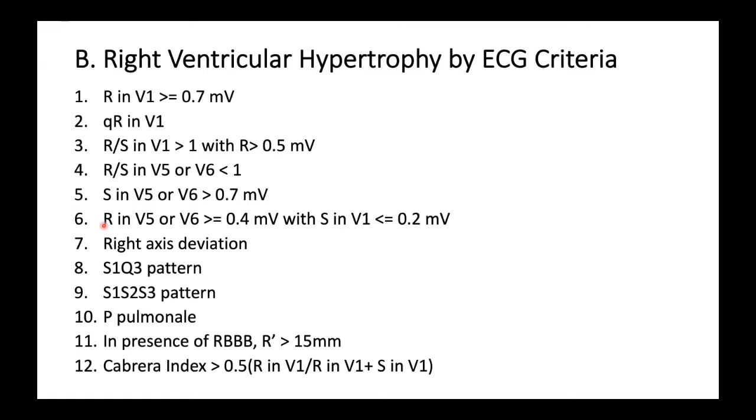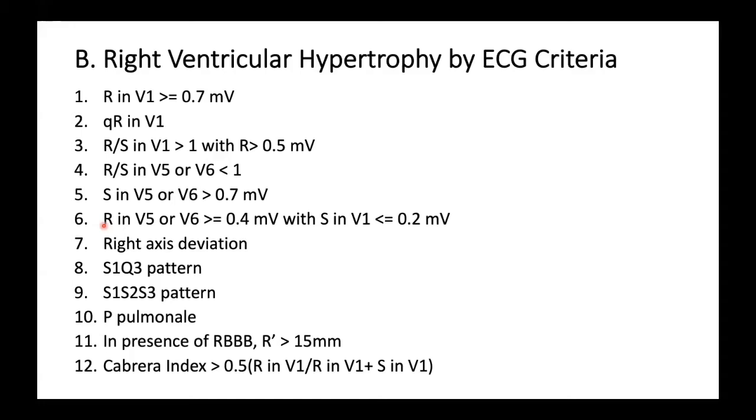To call it RVH, the important thing is that the R in V1 should be more than 7 millimeters in the absence of an RBBB. If there is a presence of RBBB, it is always more than 15 mm. So in the presence of RBBB, if you have to diagnose an RVH, you should see that the R dash, or the tall R, is more than 15 mm. Then there is something known as a QR in V1, as I already told you. A QR in V1 suggests a right atrial enlargement, which is almost secondary to right ventricular hypertrophy.